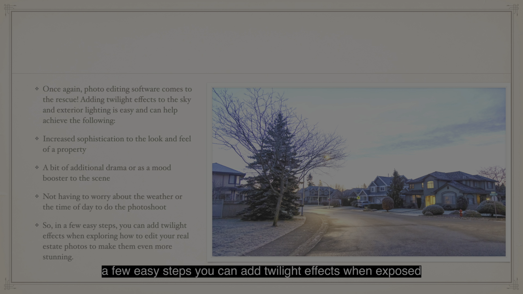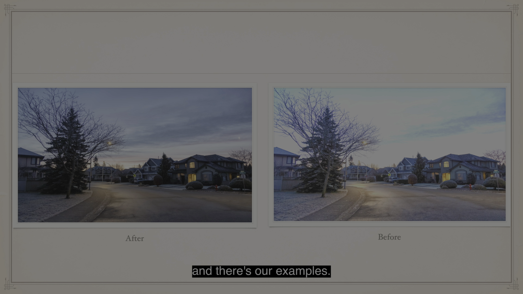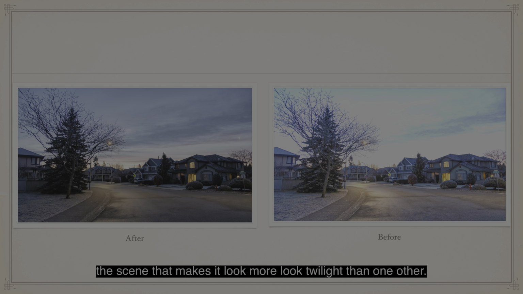So in a few easy steps, you can add twilight effects when exploring how to edit your real estate photos to make them even more stunning. And there's our examples. You've got twilight shots there, but one's before and one's after. And it's your pick which one you use. But it's that simple method of adjusting the scene that makes it look more twilight than the other.